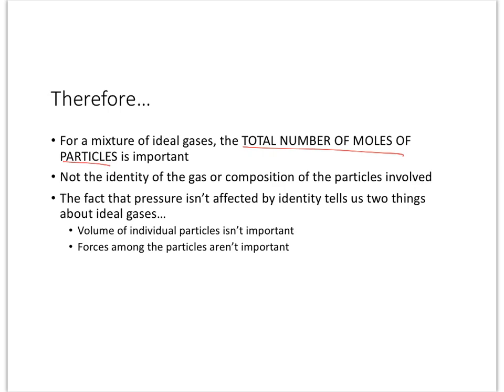The fact that pressure is not affected by the identity of the gases tells us two things about ideal situations. First of all, the volume of the individual particles isn't important. So we really just consider the volume of the gas to be the volume of the container. The particles themselves are negligible, they're so tiny. And also it tells us that the forces among the particles are not important. So ideally, gases do not exert intermolecular forces on one another, but we'll learn later in this chapter they actually do.